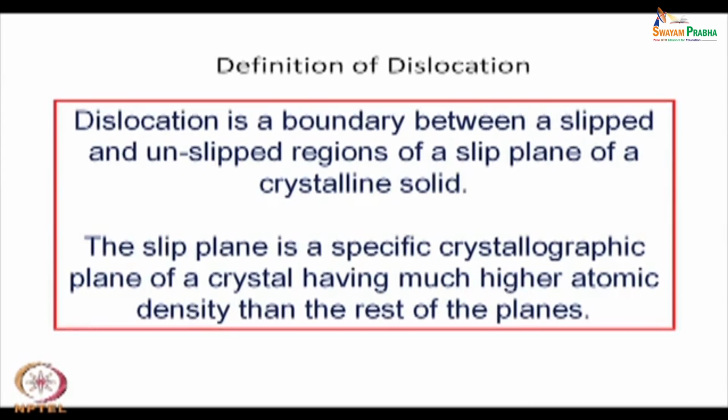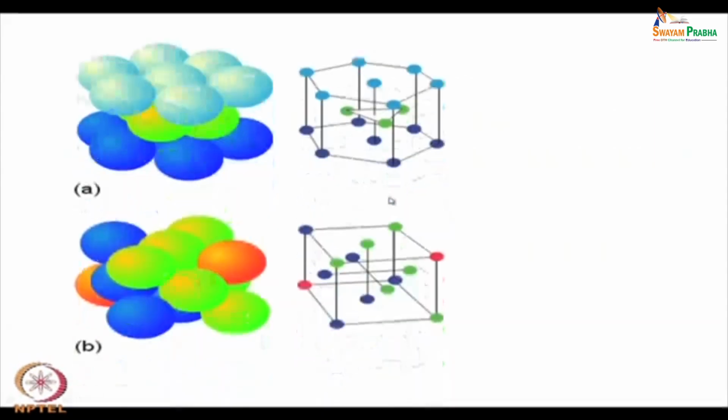Okay. Now, at this stage we will look back at our concept of crystal structure and atomic arrangement to define what is a slip plane. We have not discussed too much about the crystallography of atomic structures, but at this stage, to understand the dislocation, let us look a little bit carefully at what is a crystallographic plane and what is a slip plane. In fact, I am coming back to the basics of the crystal structure and atomic arrangement.